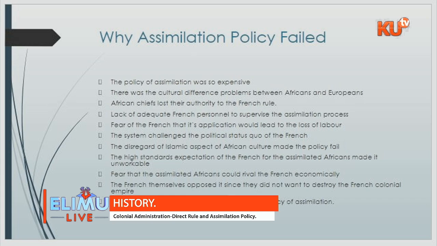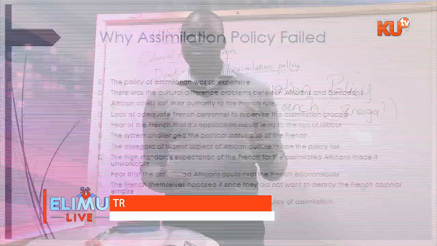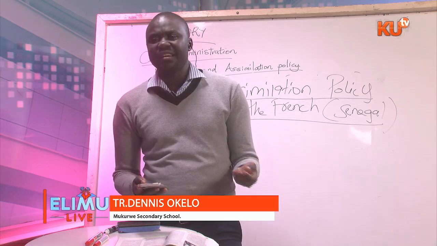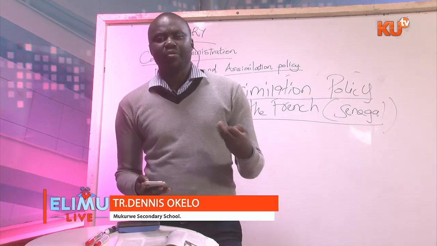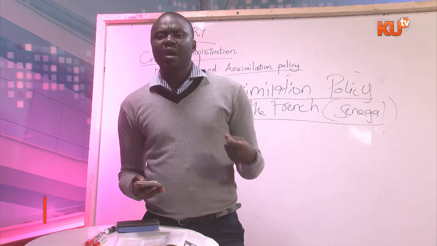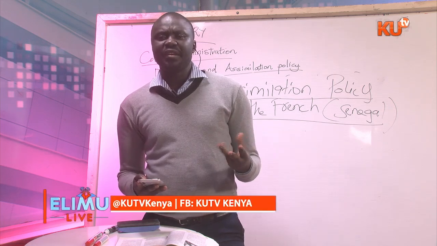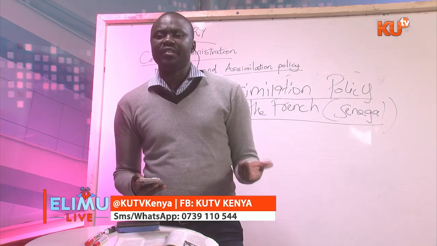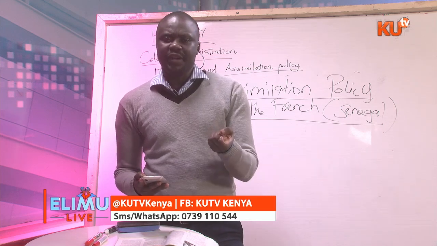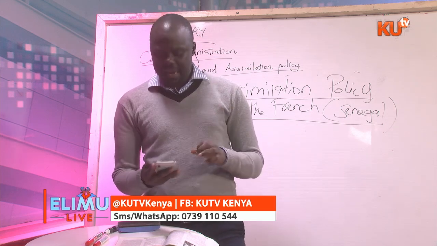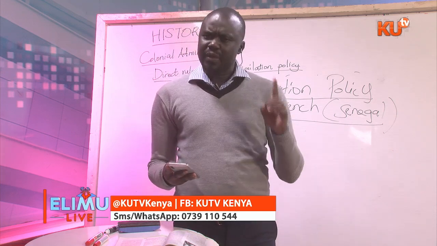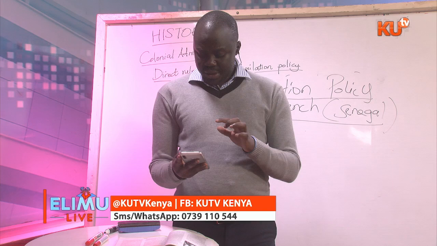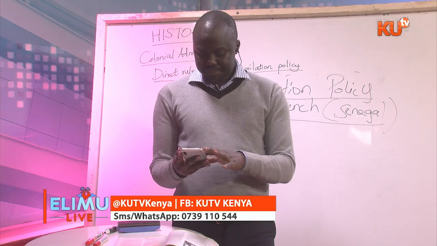Then the second last, the French themselves opposed it since they did not want to destroy the French colonial empire. Now, the colonial empire was meant to enable the French to extract mineral riches, raw materials, and everything. After assimilating the people, the French were going to build another economy in Africa instead of deriving from Africa. This sounded an alarm to the French citizens, who themselves had to oppose it. Why? It was destroying the French empire.